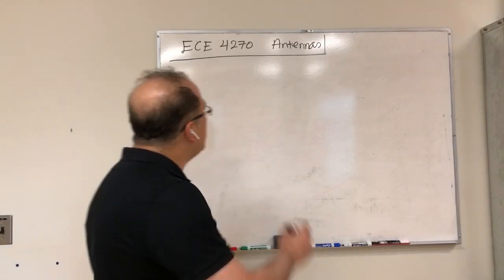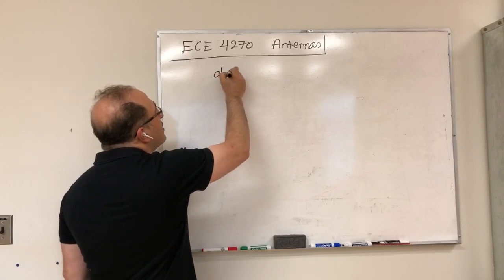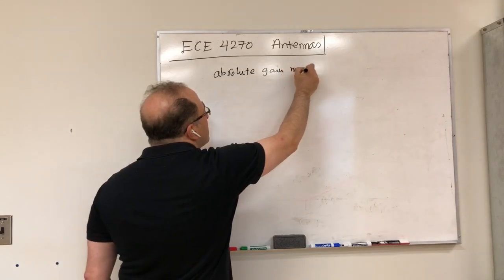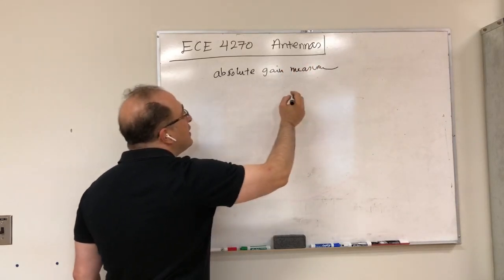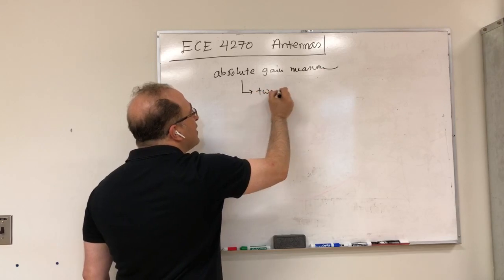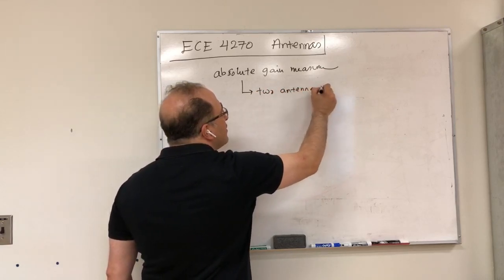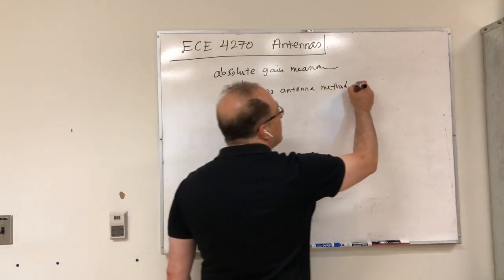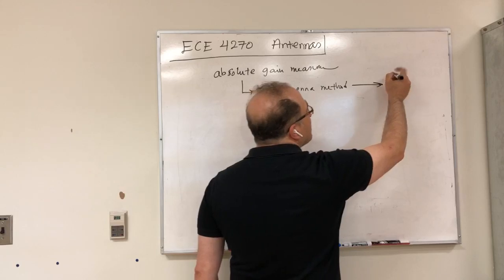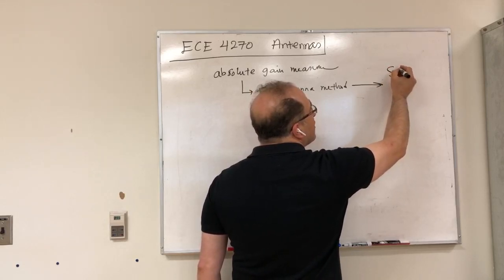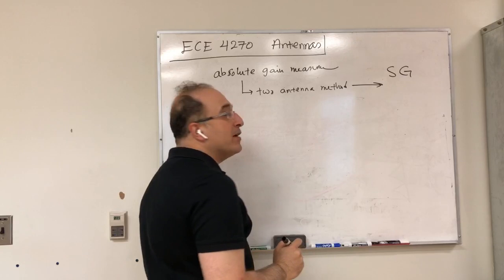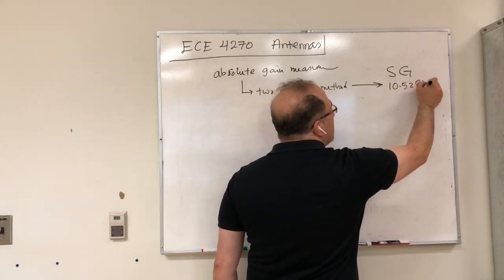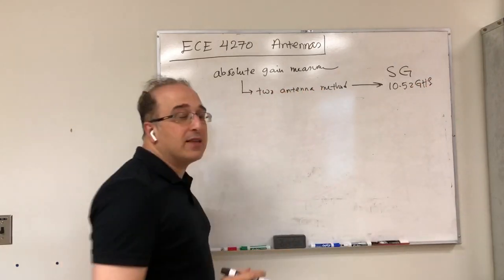Now, this was done using absolute gain measurements. And in particular, the one that we used was the two antenna method, the two identical antenna method. The result of that was that now I have, S stands for standard, G for gain, a standard gain antenna at 10.52 gigahertz, which is my horn antenna.